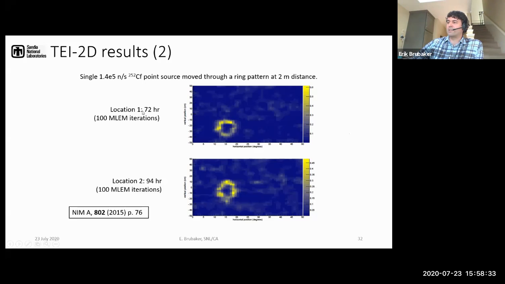The downside, as you can see, is the length of time that takes, because we're talking about just a single one inch detector rather than a full plane of detector. It takes a lot longer to get the information. So that's just 2 different positions in the field of view for that ring source.